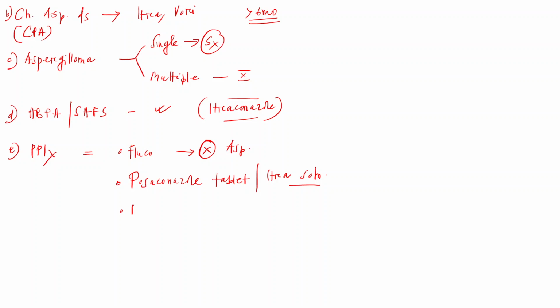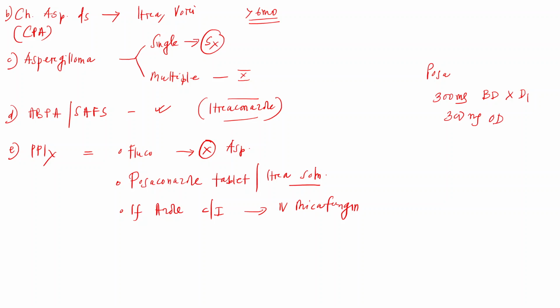But if azoles are contraindicated, then you can use IV micafungin. Posaconazole is used at 300 mg BD on day 1, followed by 300 mg OD. So this is all about the diagnosis and management part of aspergillosis.